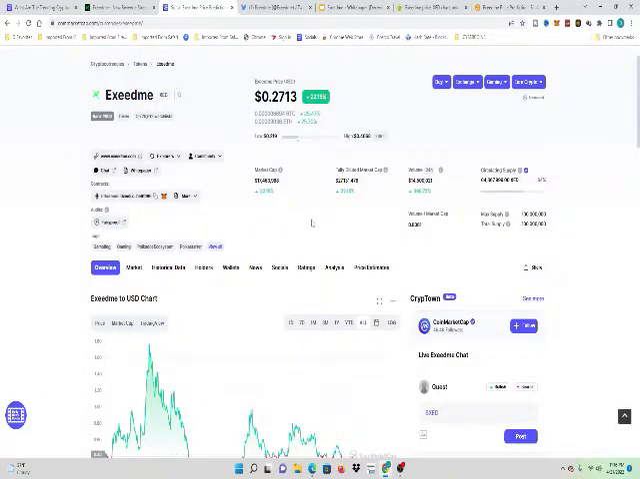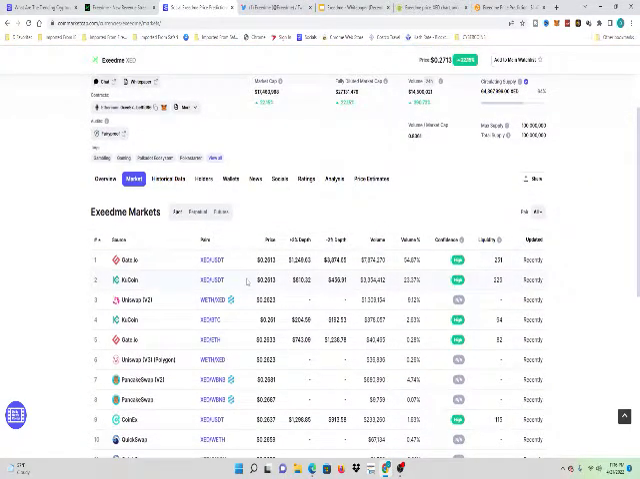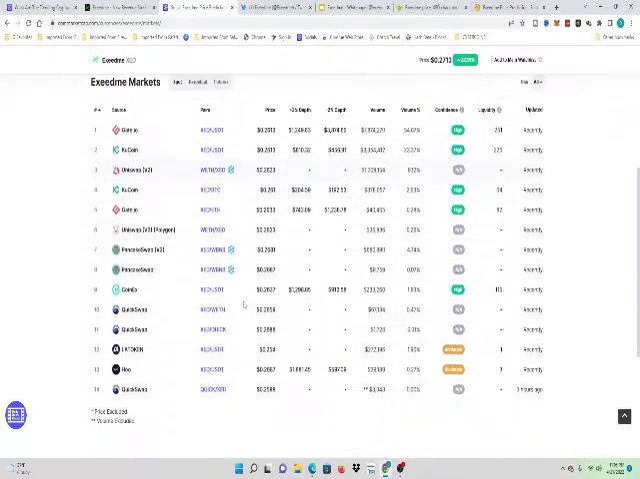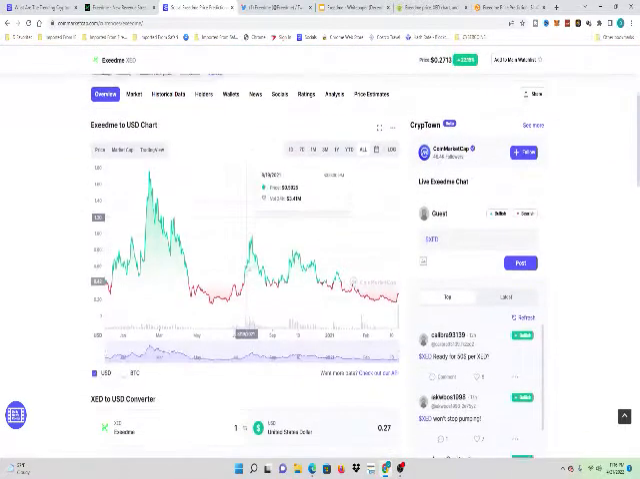Currently, Exeedme is ranked 808 on CoinMarketCap. The market cap is $17 million. The volume is $14 million today. It's up 390%. Circulating supply is $64 million. You can buy this token on Gate.io and KuCoin and Uniswap. That's where people are buying the token. This token is a part of the Polkadot ecosystem.